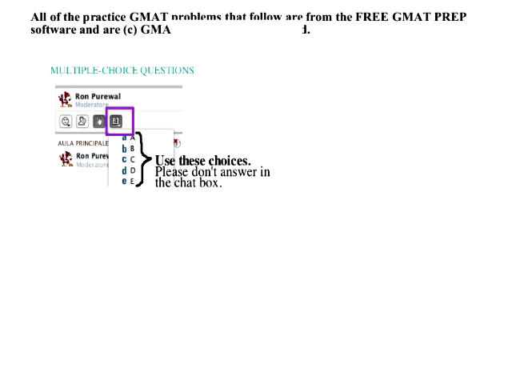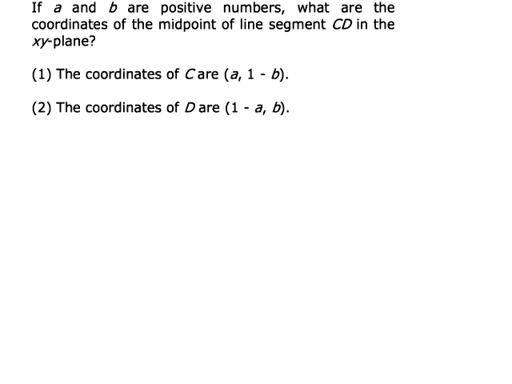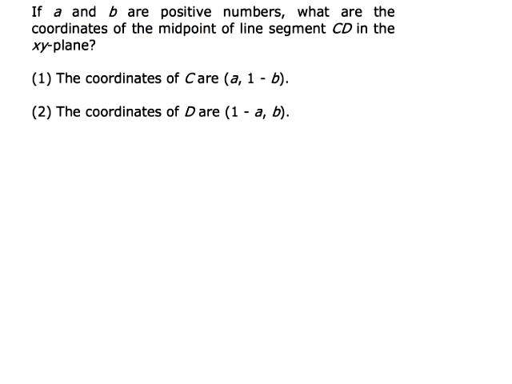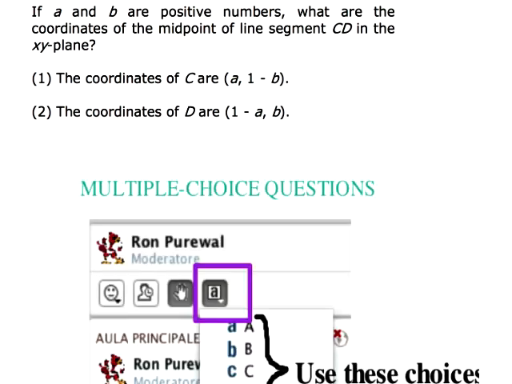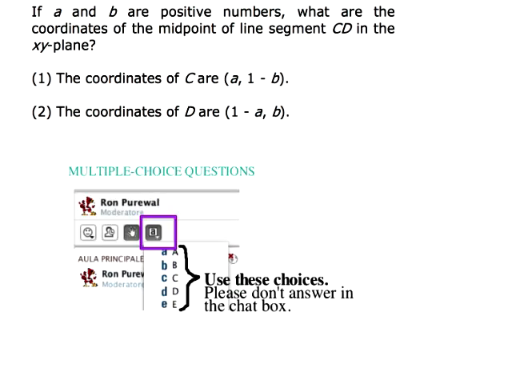How about this one right here? Okay, and remember this is a data sufficiency problem. If you are attending this workshop, we do expect that you have a base level of familiarity with how data sufficiency works and what the answer choices mean. Here is where you find the multiple choice options. Again, underneath your name, you'll find A, B, C, D, E options. Please use those. Please do not answer in the chat box.